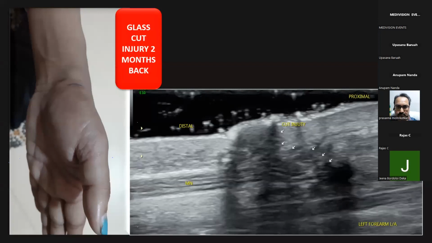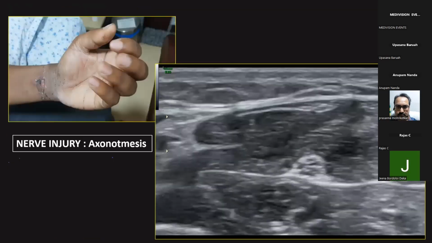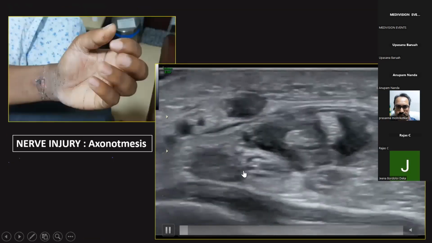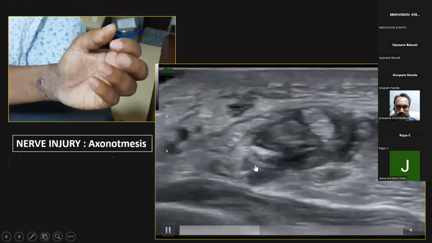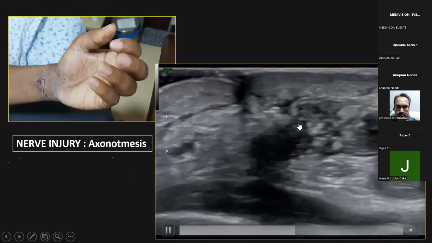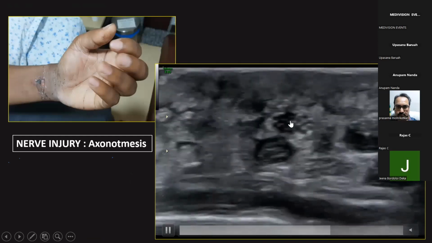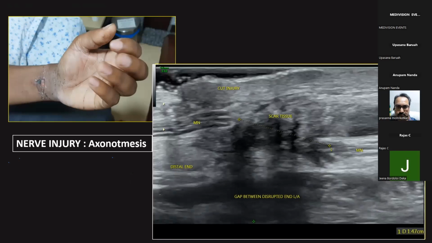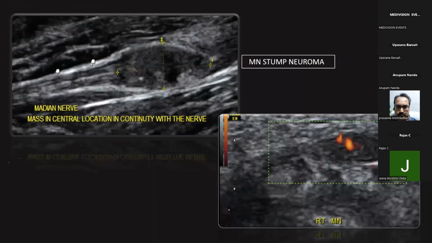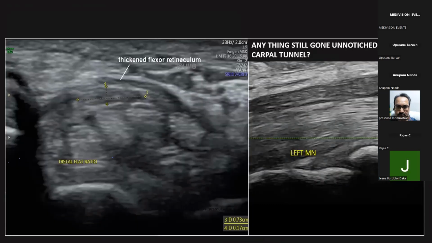This is a glass cut injury. It just cut the median nerve just proximal to the carpal tunnel. And this is another case, a 2 or 3 month old case. We can see the median nerve going, it is absent for some part, there is some scar tissue, then again we can see the median nerve distally. And this is a complete disruption of the median nerve with scar tissue, as you can see here. A stump neuroma of the median nerve following injury.